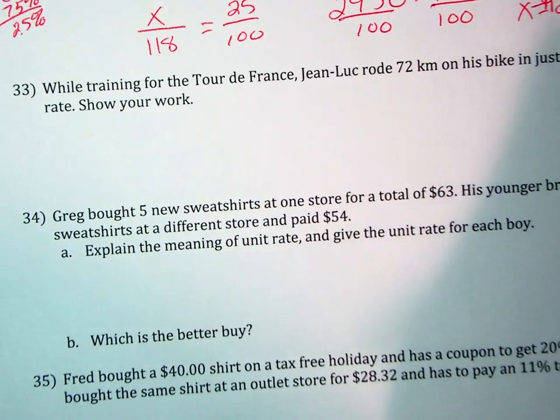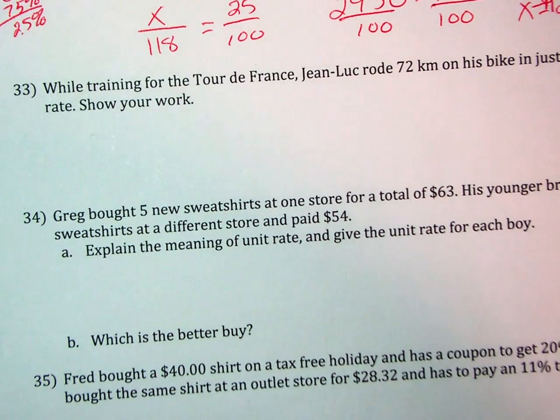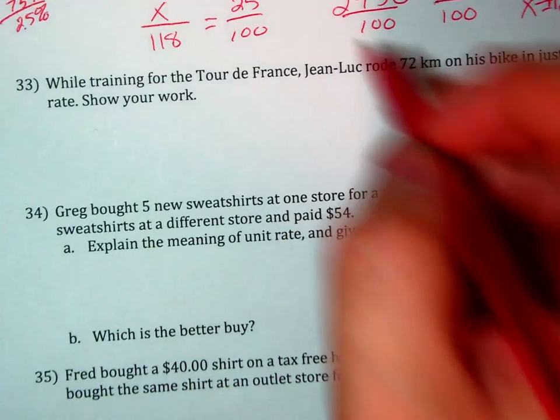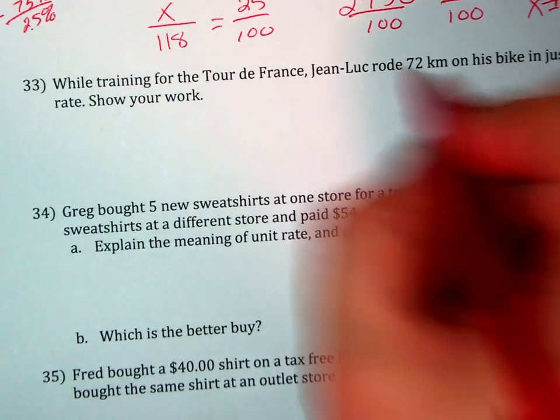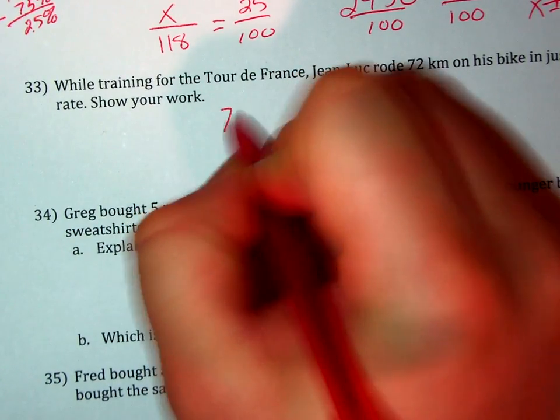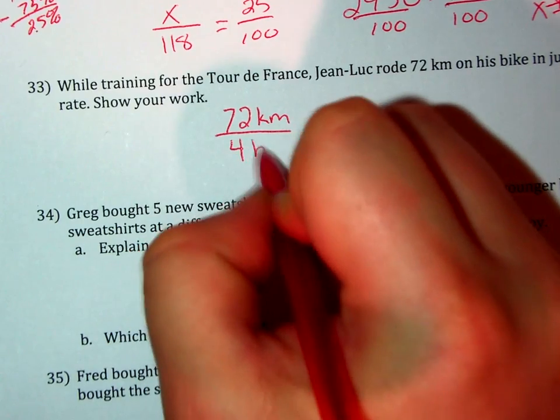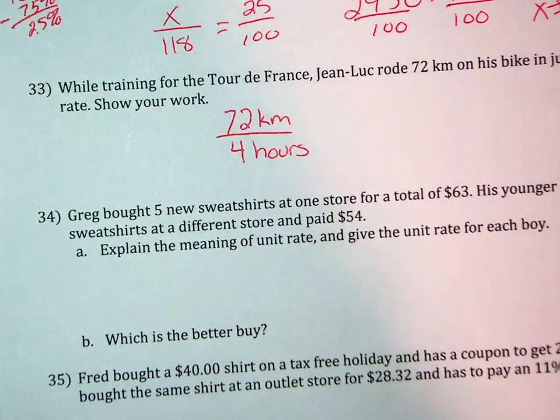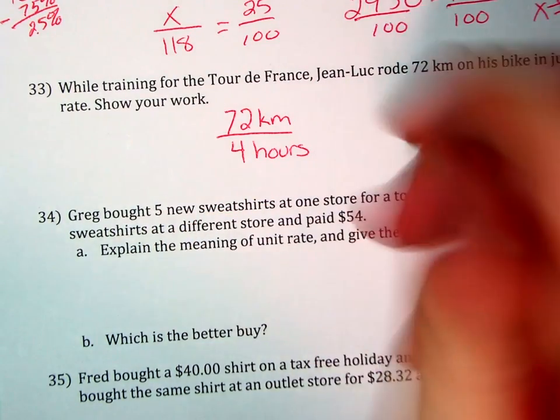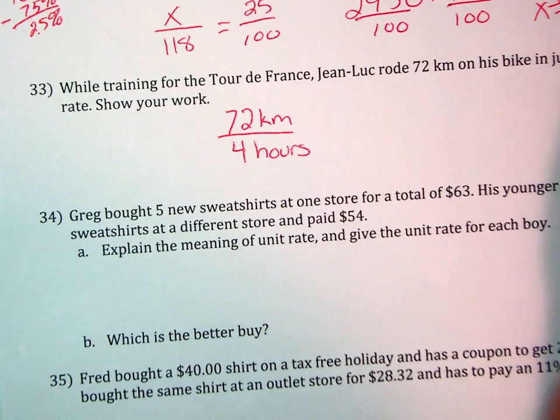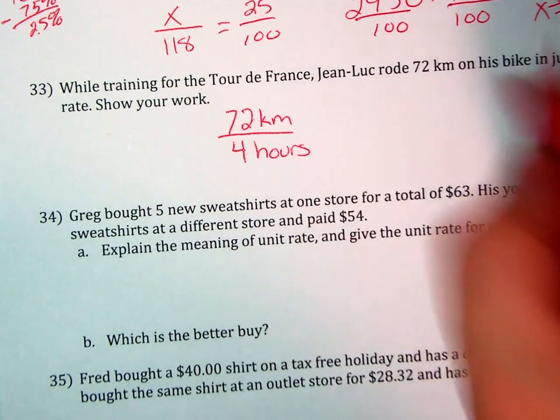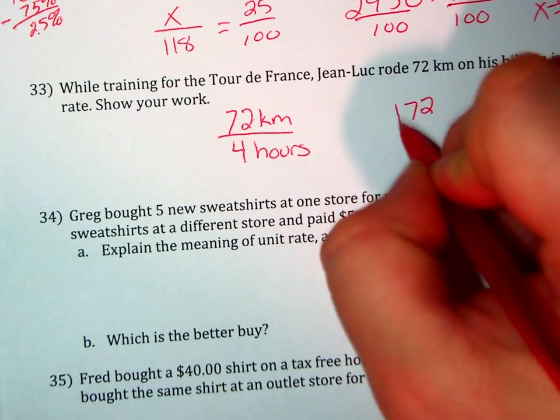Problem 33. While training for the Tour de France, Jean-Luc rode 72 kilometers on his bike in just 4 hours. Find the unit rate and show your work. So we're looking for a unit rate. We were given 72 km per 4 hours. And since we want to know the unit rate, our 72 is divided by 4. So I'm going to put 72 in the house.